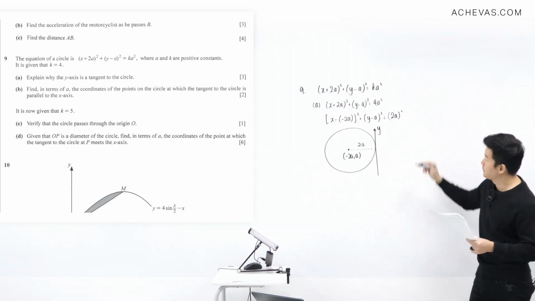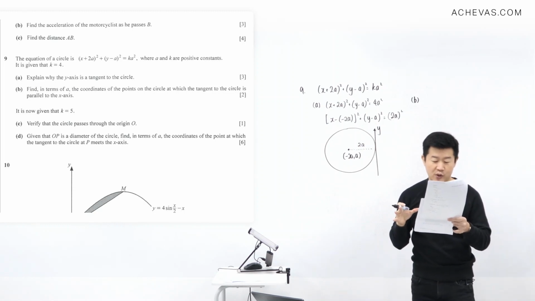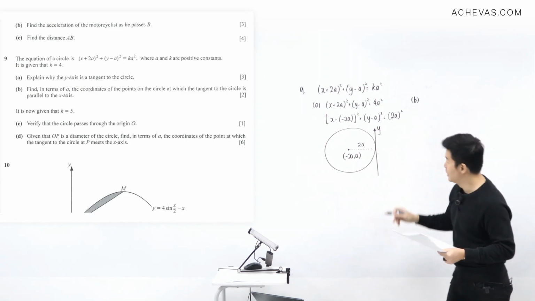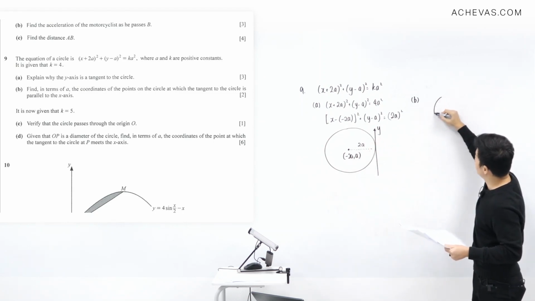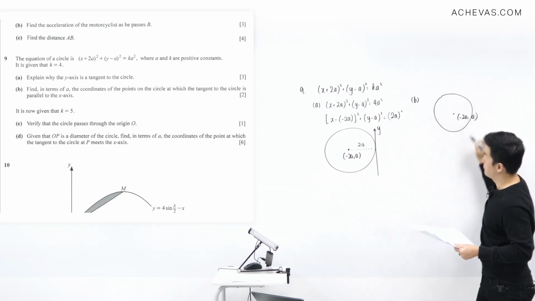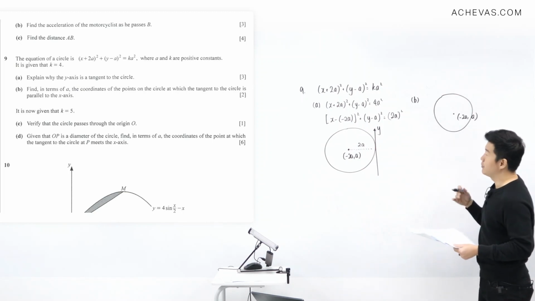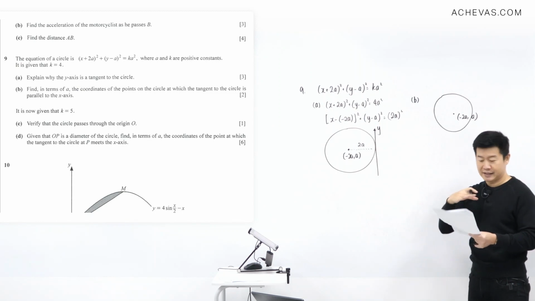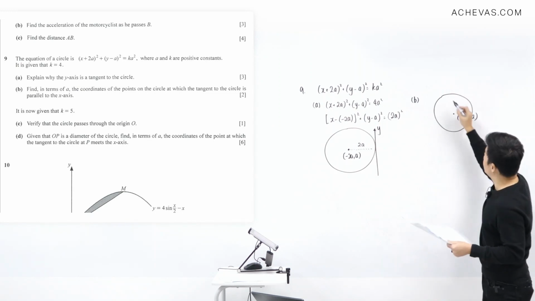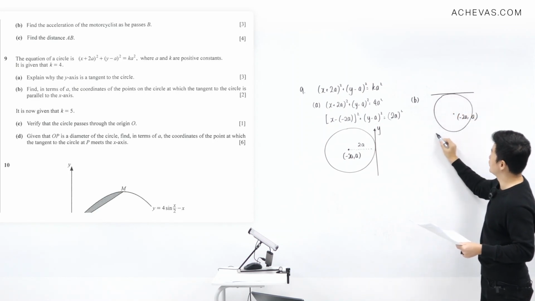In part B, we are looking at this same circle. We are supposed to find the coordinates of the points on the circle where the tangent is parallel to the x-axis. So for this same circle, let me redraw it, where the center is at (−2a, a) and the radius is 2a. Parallel to the x-axis means that the tangent is going to be horizontal.